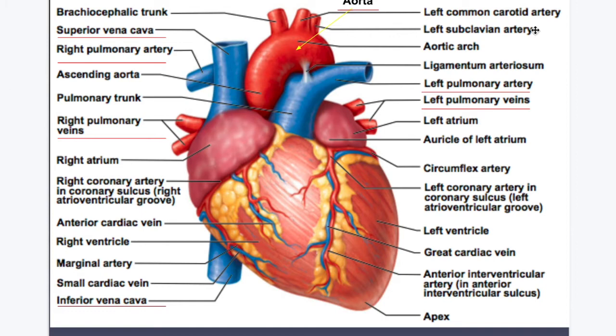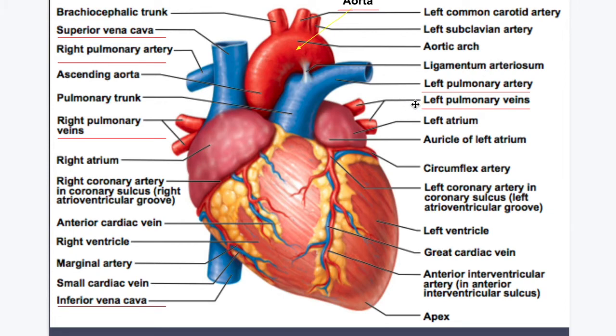So here you can see, if we take a look at the location of these, they're underlined in red for you here. So the superior vena cava, bringing blood to the right atrium from the upper body. The inferior vena cava, bringing blood to the right atrium from the lower body. Blood would leave the right ventricle through the pulmonary trunk, which again splits into the left and the right pulmonary arteries, and those are labeled.